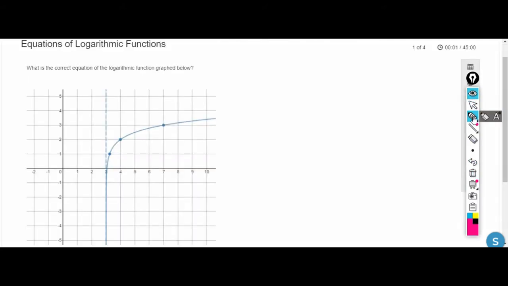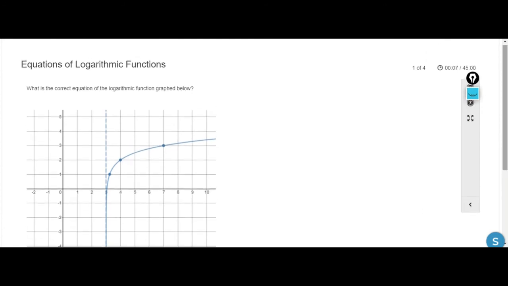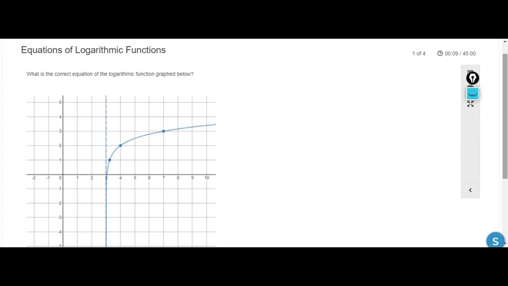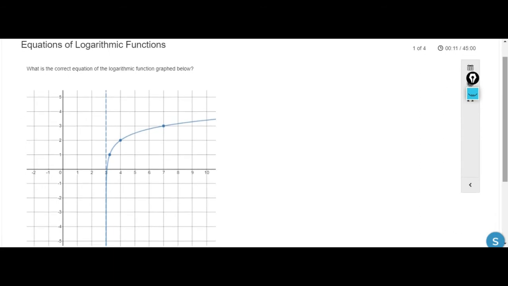I'll get my pen happening here. More gadgetry. There we go.